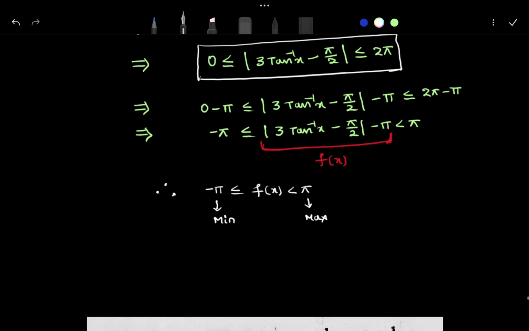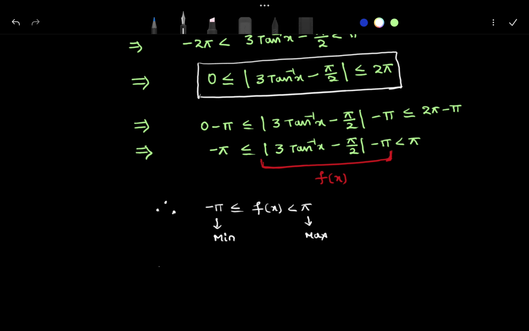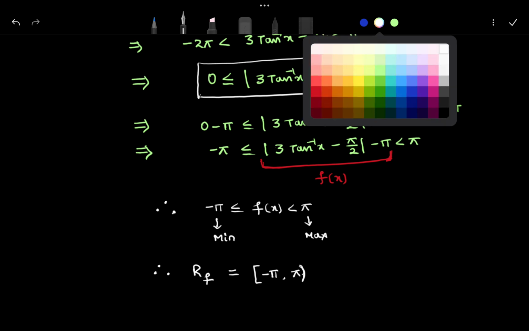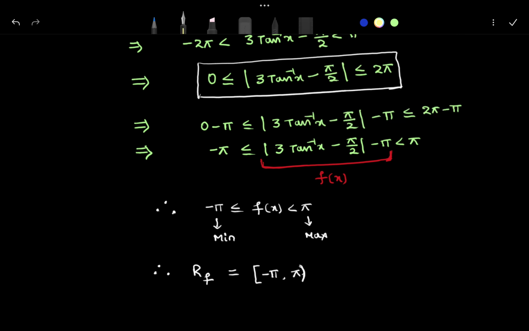So therefore, what is the range of this one? The range of the given function is the left closed interval minus pi comma plus pi. Left closed interval means the right side is open. So the range of the given function will be left closed interval minus pi comma plus pi. This is the final result.